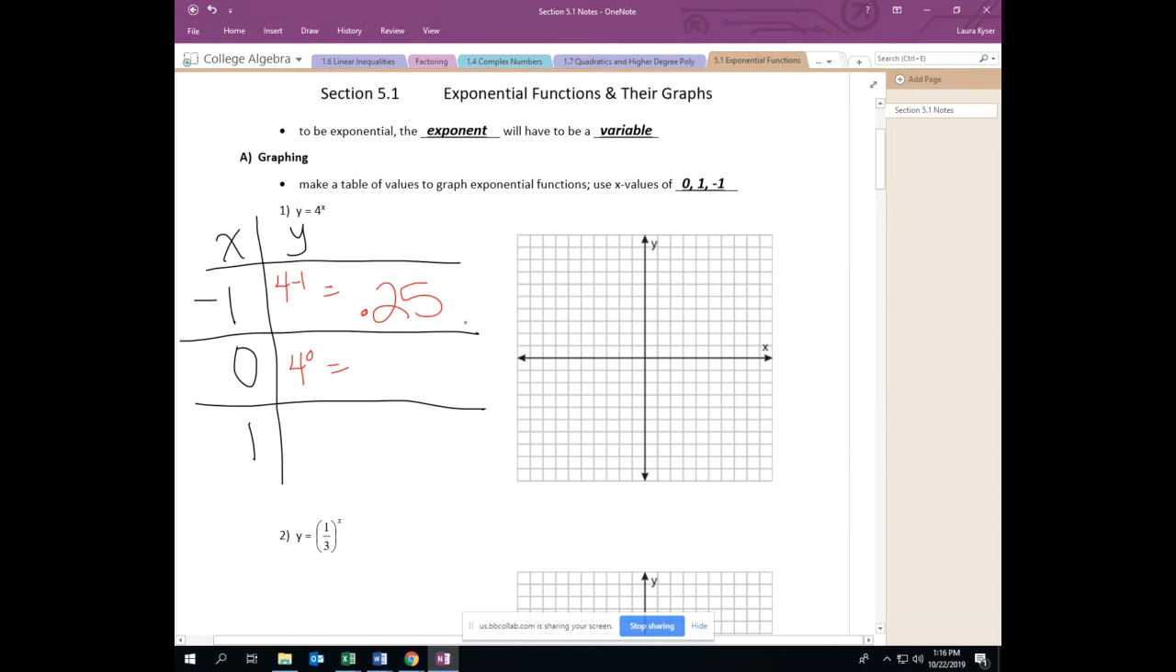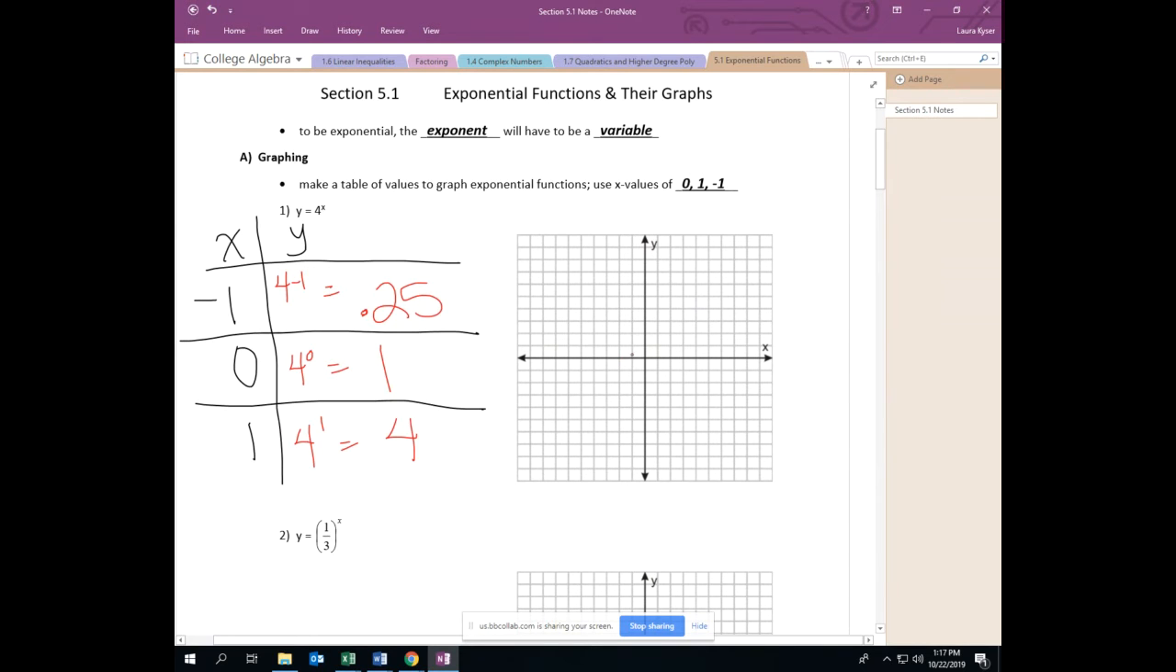Anything to the 0 power is going to return a 1. The only thing that doesn't do that is 0 to the 0 power, which we're not going to be dealing with. But this one's a nice point, (0, 1). And then we've got 4 to the first power, which returns 4. So these 3 points are good enough to get me a nice looking picture. We've got a decimal, then we've got a couple integers, so it is going to give me a nice shape here. So I'm going to plot each one of these points.